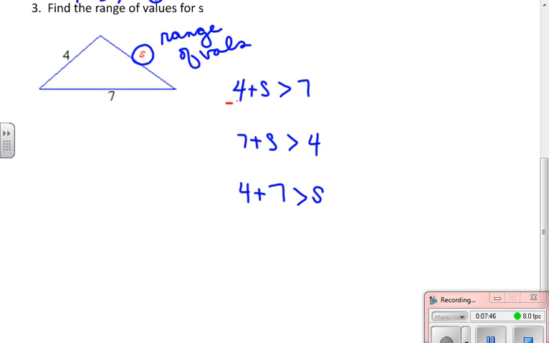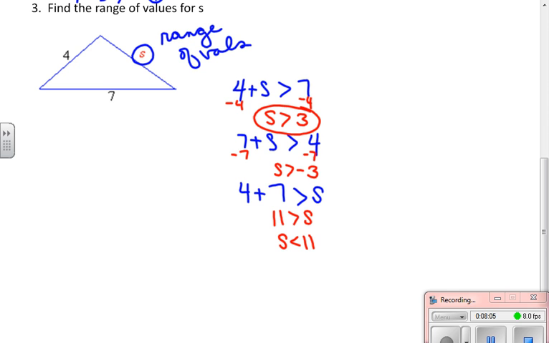So if I subtract 4 from both sides, s has to be bigger than 3. If I subtract 7 from both sides, s has to be bigger than negative 3, and 11 is greater than s. For fun, let's just flip that over. Really means s is less than 11. S is bigger than 3, that's my bottom. It has to be something bigger than 3. Can't be 3, but it could be 3.00001.